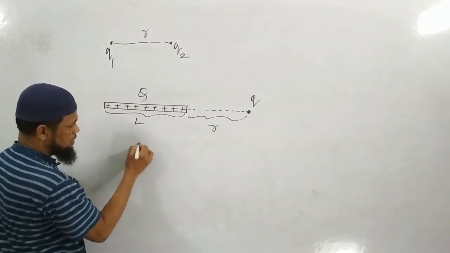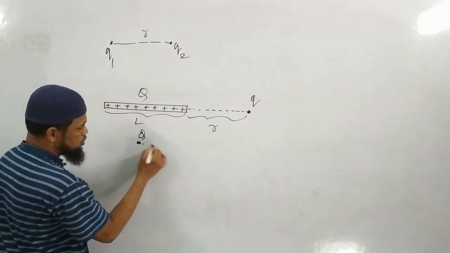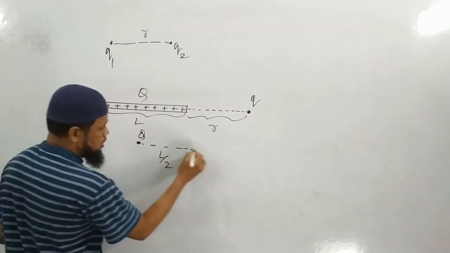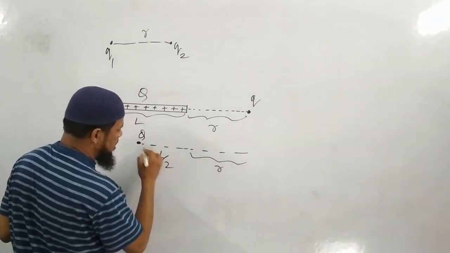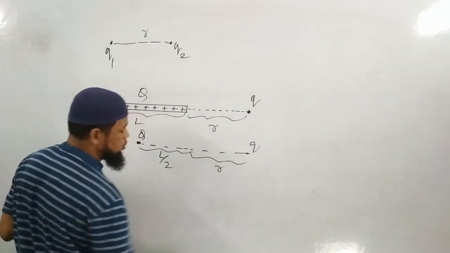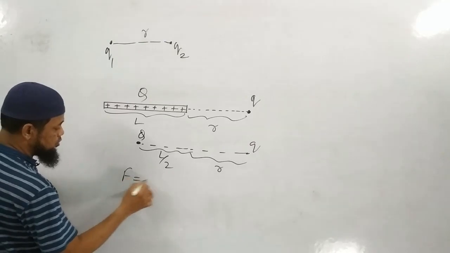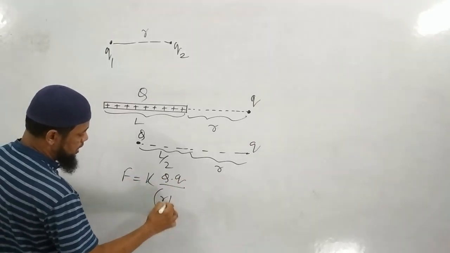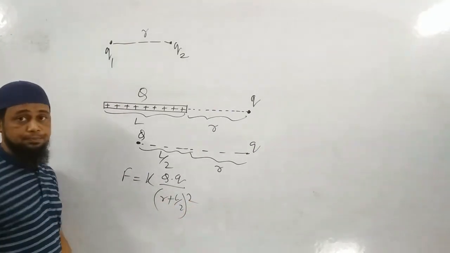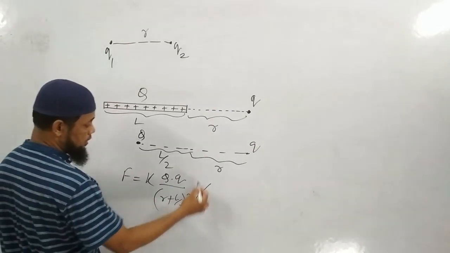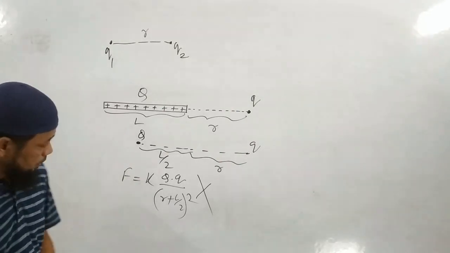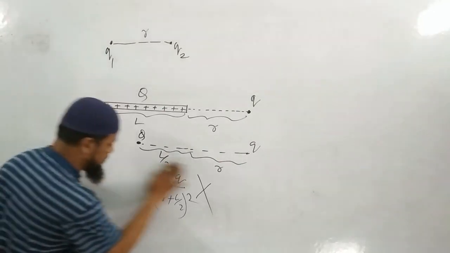Can we do that? At a distance L by 2. Sorry, from here to here is L by 2, the center of mass, so center of charge. And from here to here, this is R. This is Q. So can we say the force between them will become K Q1 Q2 divided by R plus L by 2 whole square? No, we cannot do this. This will become wrong. This is not correct.